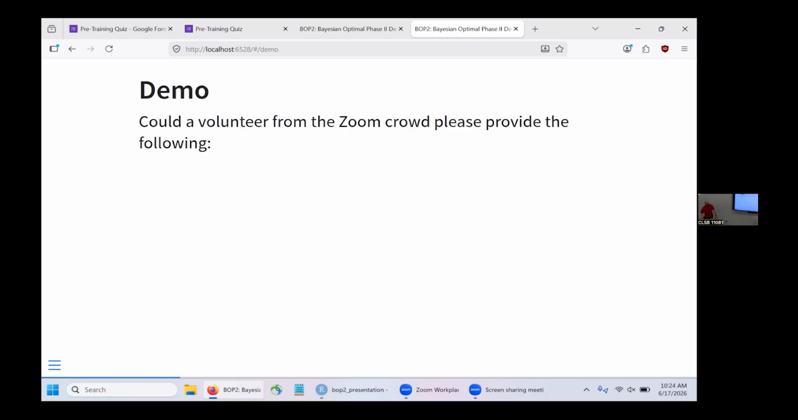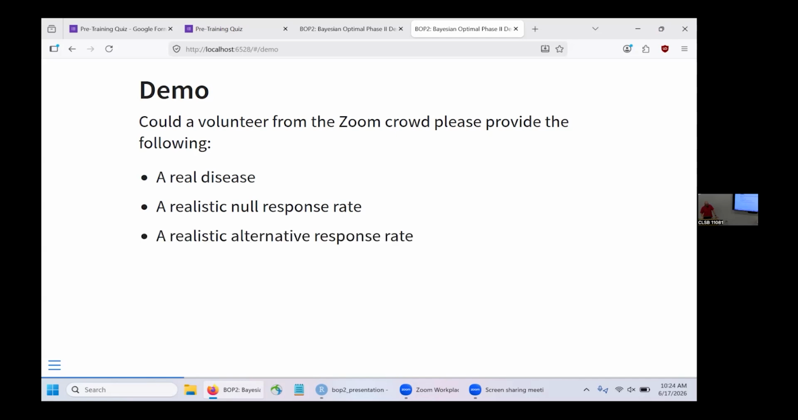So I want to actually test this out with some real data. If you came in person, I put you to work. I had you collect some data. So what I want now is a volunteer from the Zoom crowd who's going to provide some information. I'll run through the information first. As I'm doing that, you can think if you want to be the volunteer, people on Zoom. So I want you to give me a real disease, a realistic null hypothesis response rate, a realistic alternative response rate, a realistic type 1 error rate, and a prior.